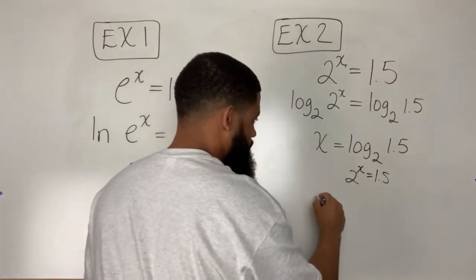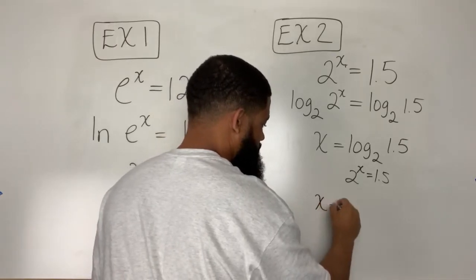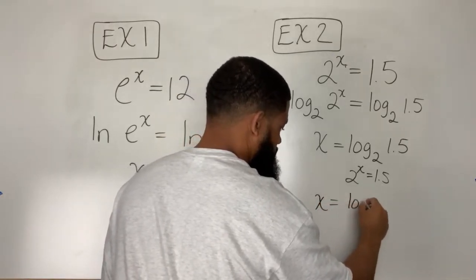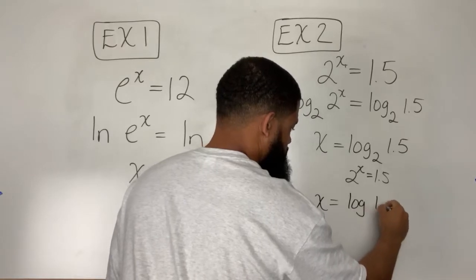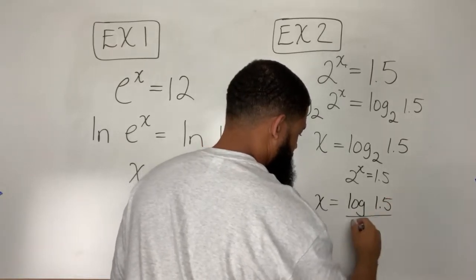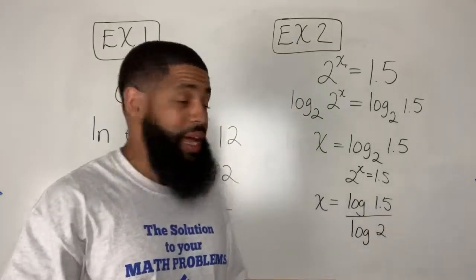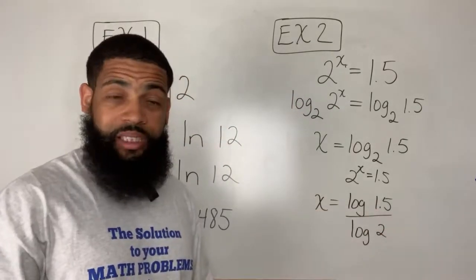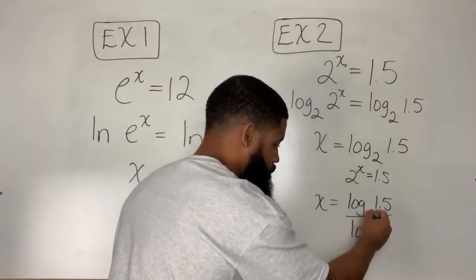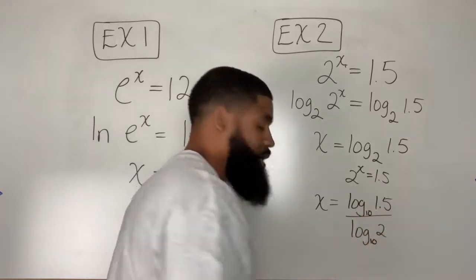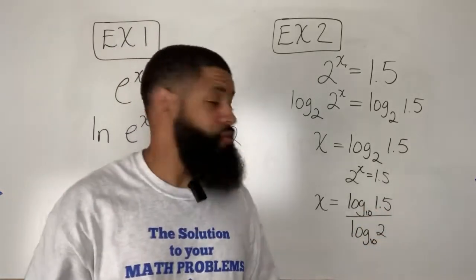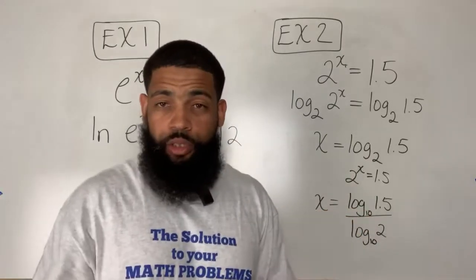So here, the change of base formula tells me log of 1.5 divided by log of 2. Now, when I have just log, that is log base 10. So I can leave it as log, or I can say base 10. Anytime you see log and there's no value there for the base, it's understood to be 10.